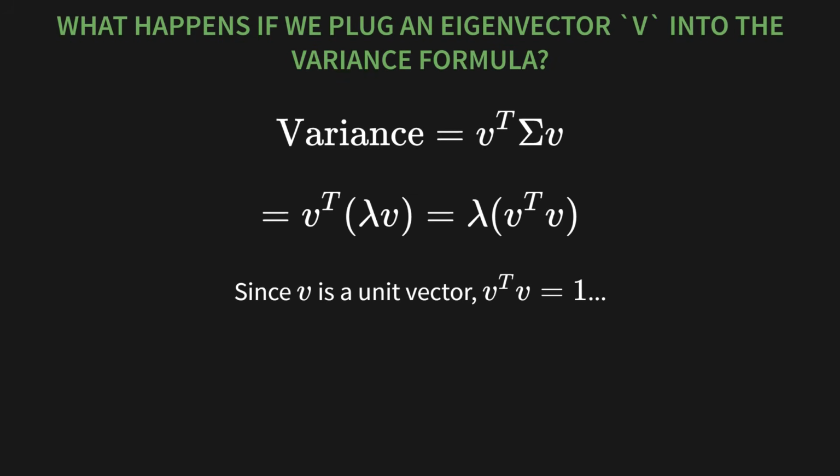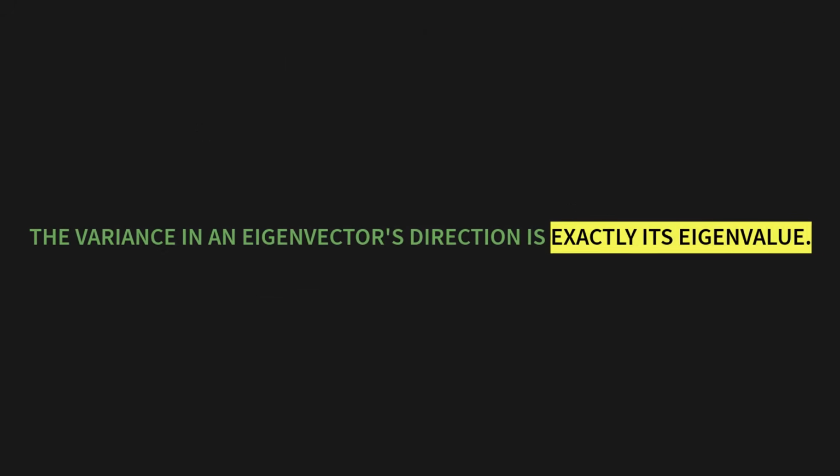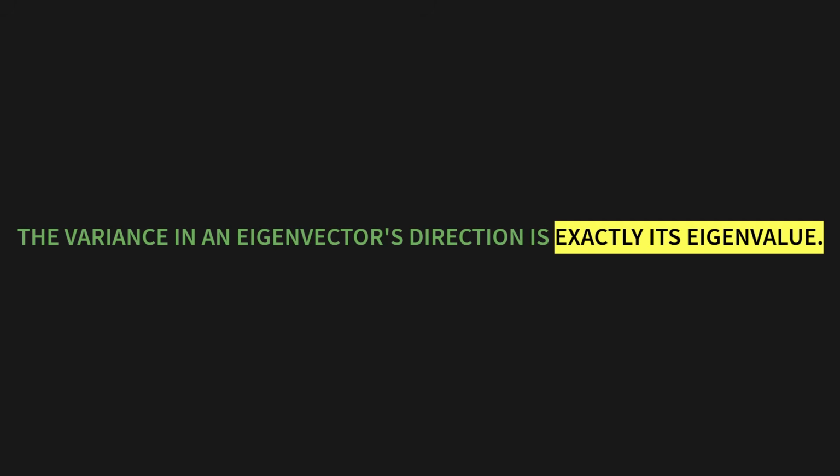Now for the final step. Since V is a unit vector, V transpose V is just the dot product of a vector with itself, which is 1. So the whole thing simplifies down to lambda. This is it. The variance in an eigenvector's direction is exactly its eigenvalue. It's not a coincidence, it's the entire reason this works.